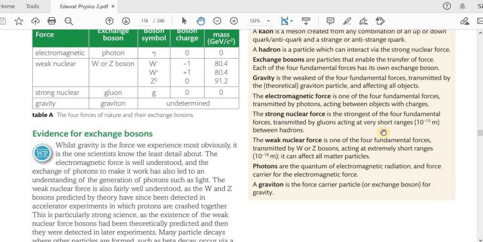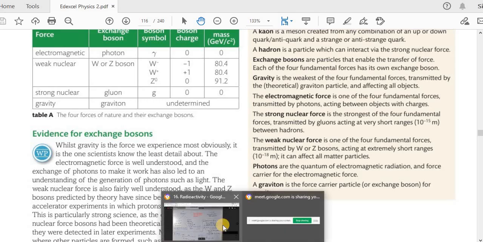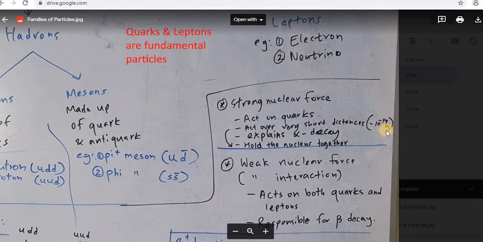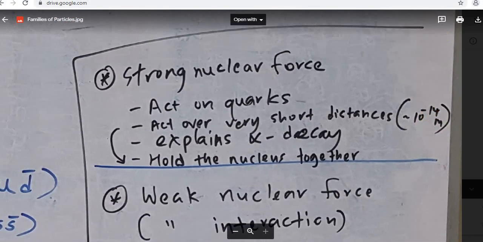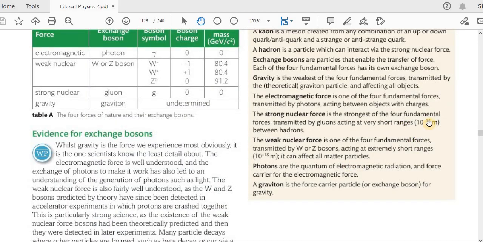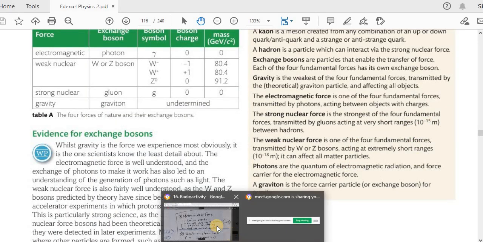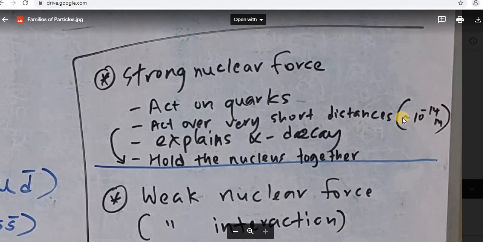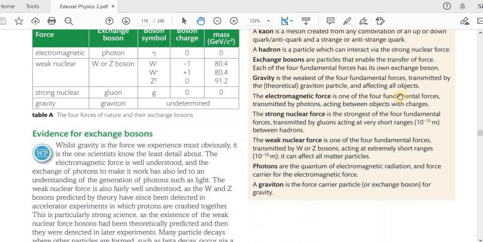And remember, it acts at very short distances. Here I have given 10 to the power somewhere close to -14. In this book they say -15 meters between hadrons. So in that range, 10 to the power -14, 10 to the power -15 meters, it is the strongest, transmitted by gluons, acting at very short ranges between hadrons.